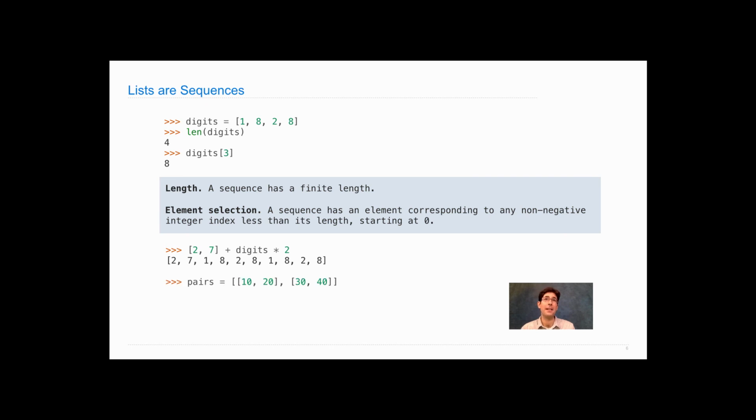I can also have elements of a list that are lists themselves. So here is a list called pairs, which has 2 elements, each of which is a list that itself has 2 elements. So if I get pairs 1, that will be the element at index 1, which is a list containing 30 and 40. And if I apply element selection twice in a row, first to get this list 30, 40, and then to get its 0th element, I'll get the number 30.